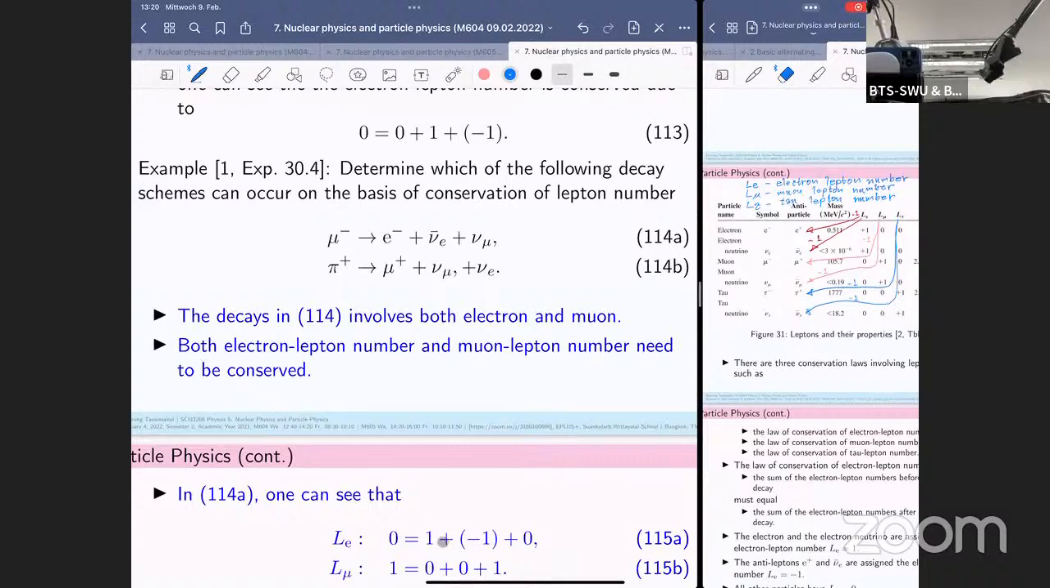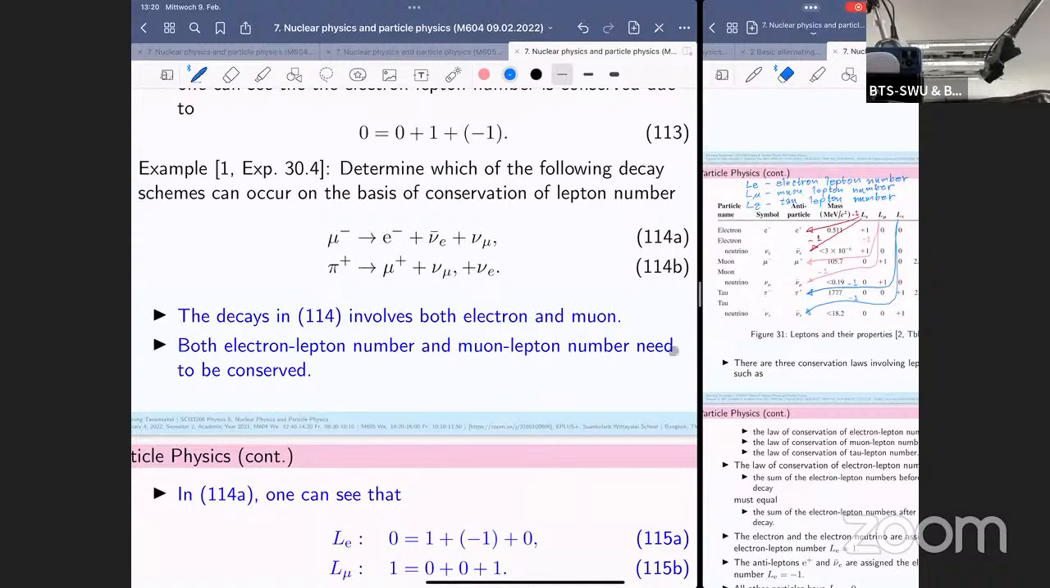Okay, let's make a summarization of this process. This process is valid for both electron lepton number and muon lepton number, because there are balances for both lepton numbers. So this process will take place in nature because there's balance for electron lepton number and muon lepton number. All right, this equation is fine. Let's take a look at this one.